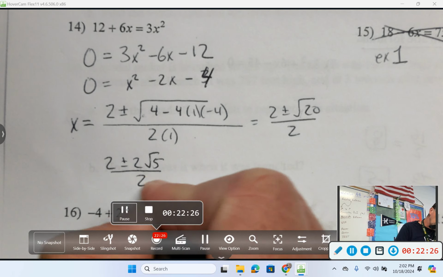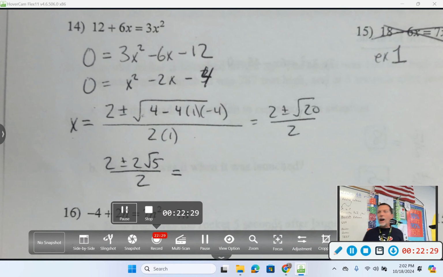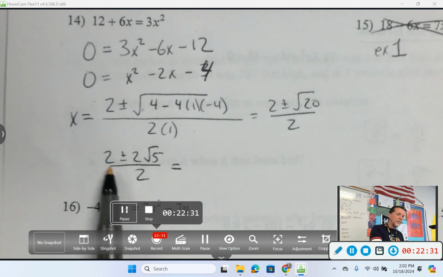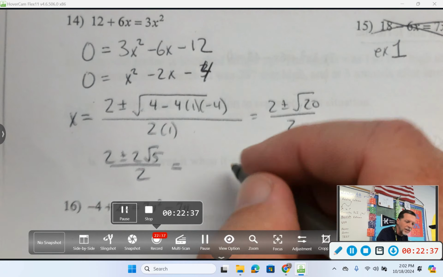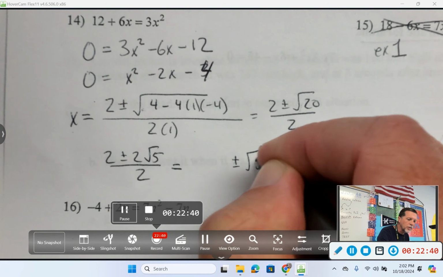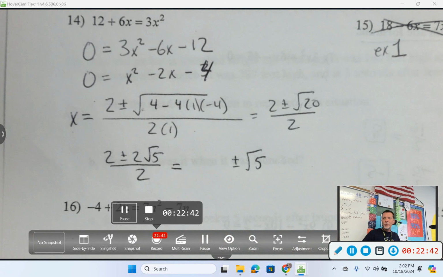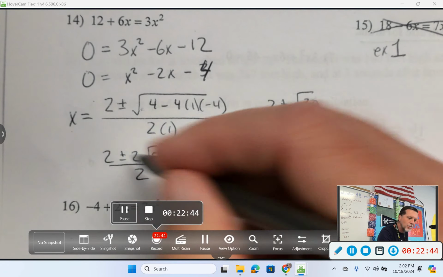2 root 5 over 2. Now you can divide by 2. And here's another mistake. What's 2 divided by 2? I mean, everybody knows it's 1, but that means you got to write the 1. It doesn't just become plus or minus square root of 5. 2 divided by 2 doesn't just go away. 2 divided by 2 is 1.